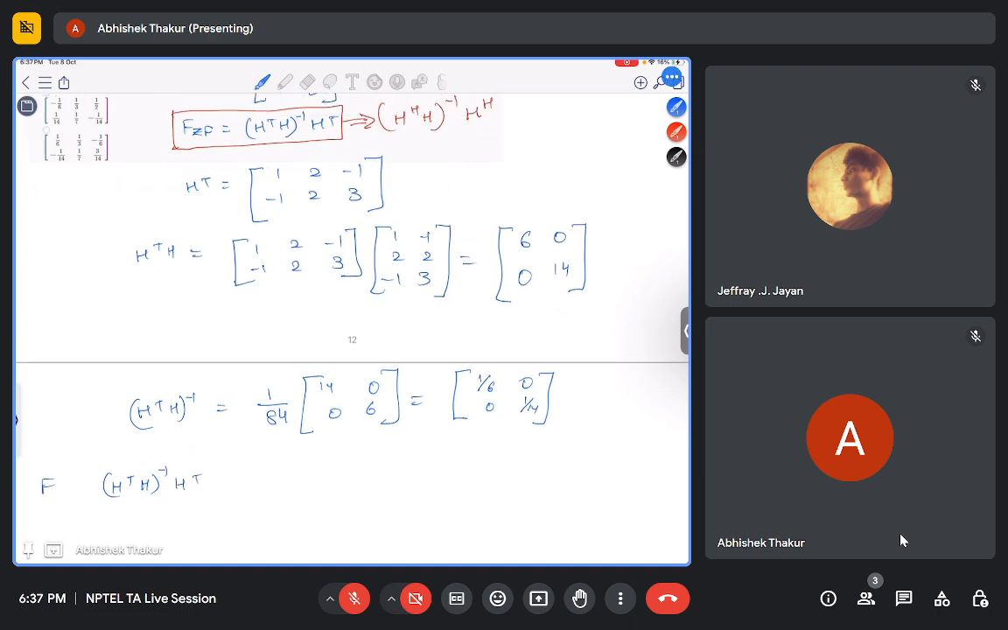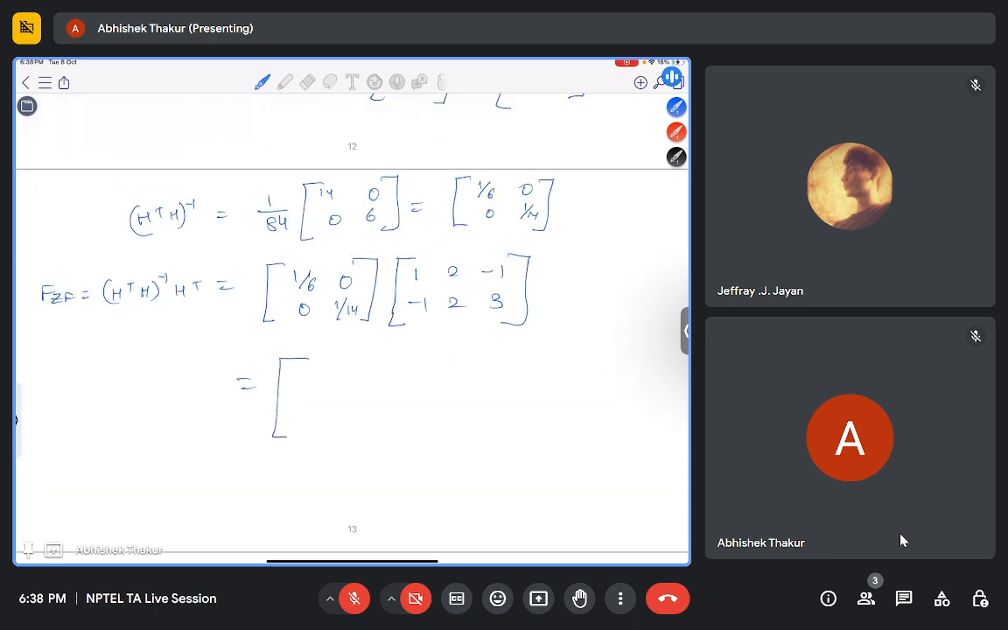So this is basically our zero forcing matrix. This will become 1 by 6, 0, 0, 1 by 14 multiplied with H transpose, that is 1, 2, minus 1, minus 1, 2 and 3. So we will get 1 by 6, this is 1 by 3, this will be minus 1 by 6, again it will be minus 1 by 14, 1 by 7 and 3 by 14. So this is our zero forcing receiver matrix.